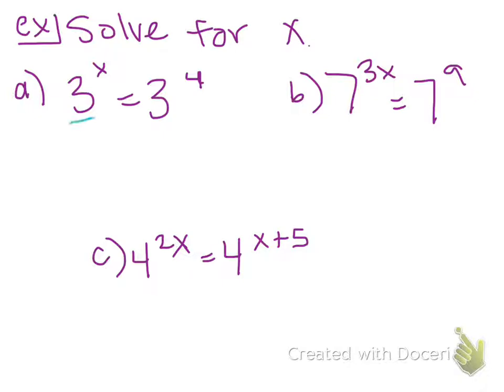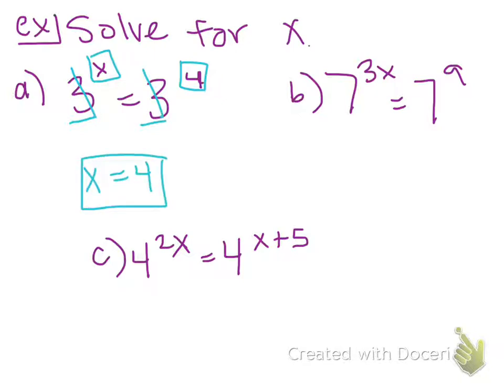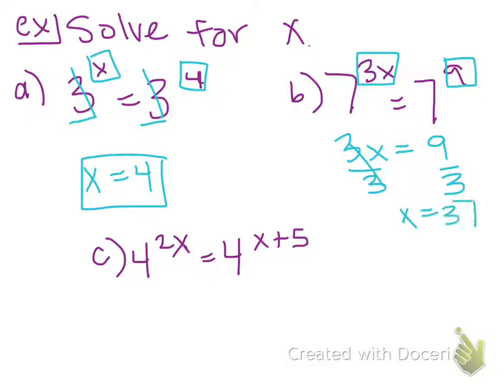So here, because my bases of 3 are the same, I can kind of disregard the 3 and I'm going to set my exponents equal. By doing this, x equals 4. No work is required for that one. Letter B, again, the 7s are the same on both sides, so I disregard those and I'm going to set my exponents equal, which is 3x equals 9. To solve for x, we divide both sides by 3 and we get x equals 3.